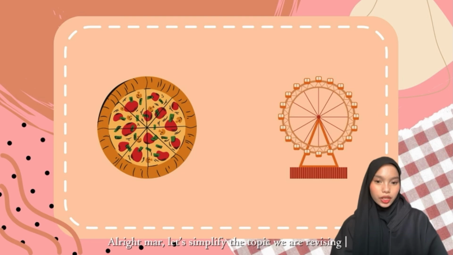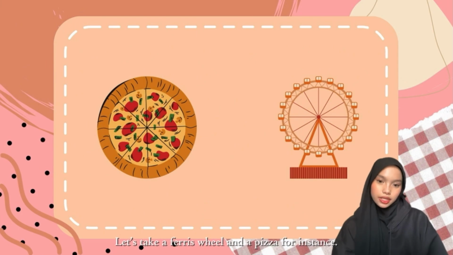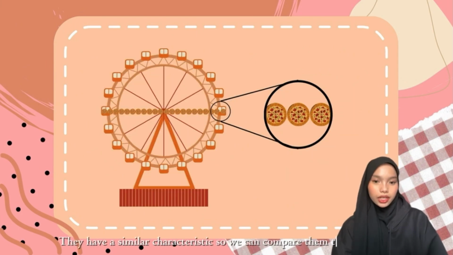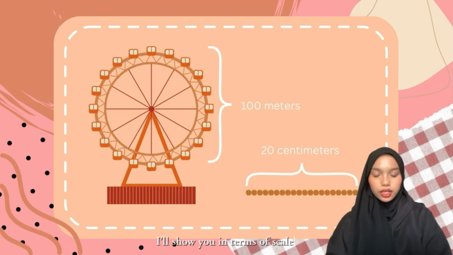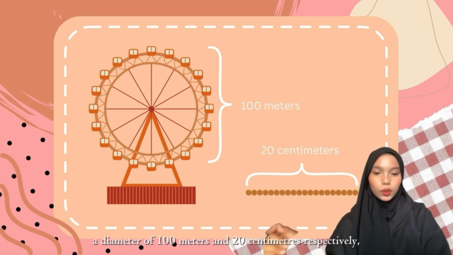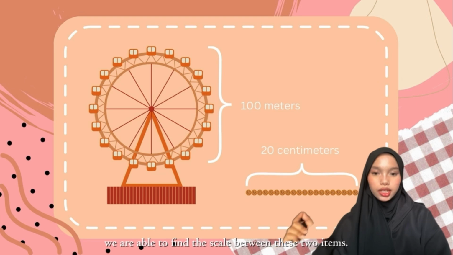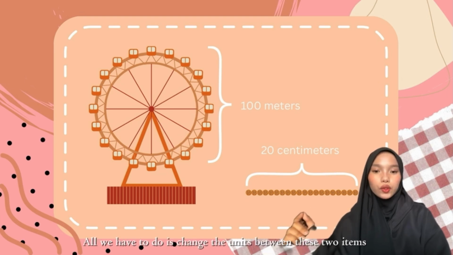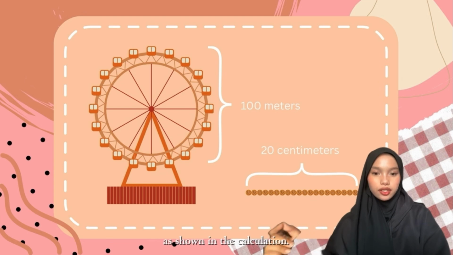Alright, Mar, let's simplify the topic we are revising into a smaller scale. Let's take a Ferris wheel and a pizza, for instance. They have similar characteristics, so we can compare them to each other. I'll show you in terms of scale. If I were to say a Ferris wheel and a pizza have a diameter of 100 meters and 20 centimeters respectively, we are able to find the scale between these two items. All we have to do is change the units between these two items as shown in the calculation.